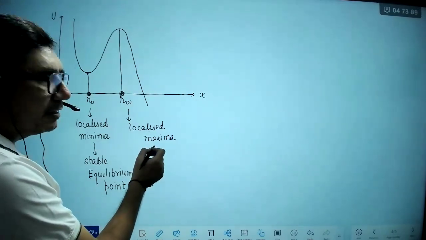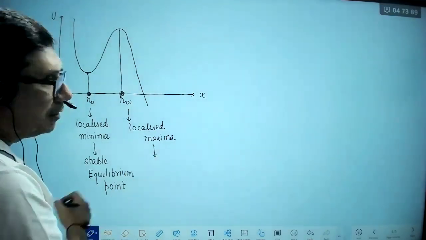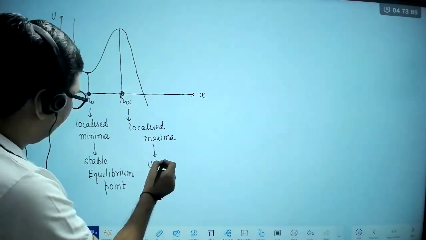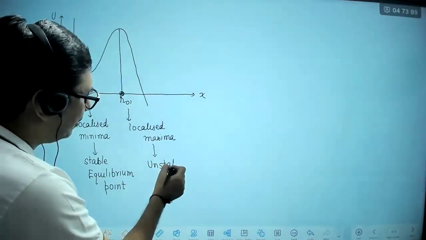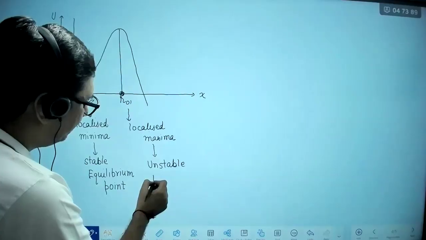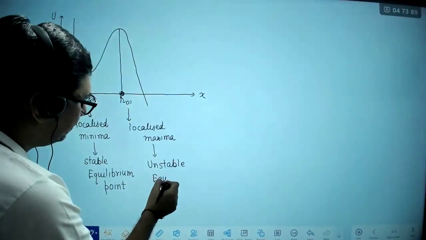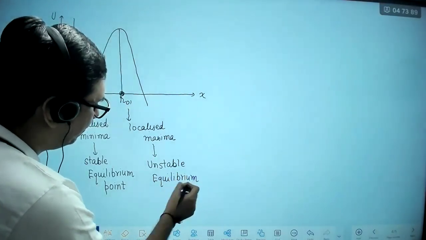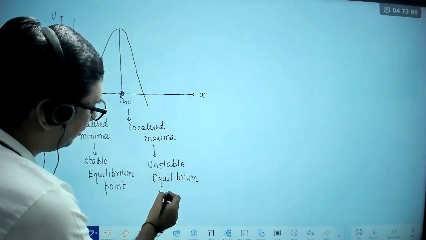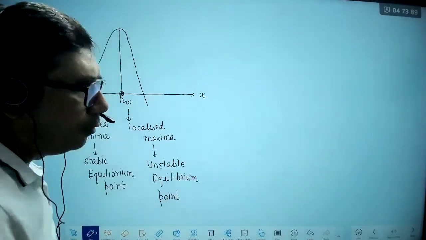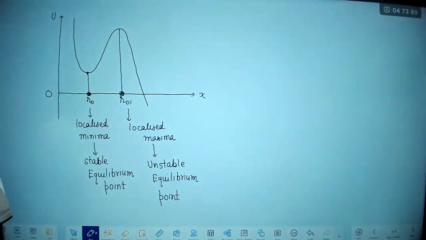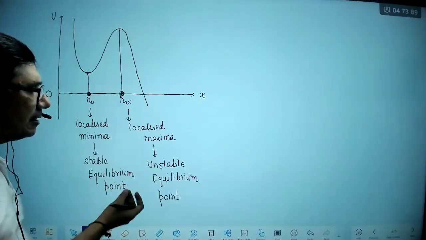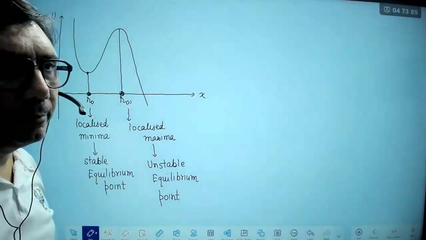So this is a localized maxima, and it corresponds to what we call an unstable equilibrium point. Why unstable? I will explain. So basically you can find localized maximas and localized minimas. Localized minimas correspond to stable equilibrium points and localized maximas correspond to unstable equilibrium points.